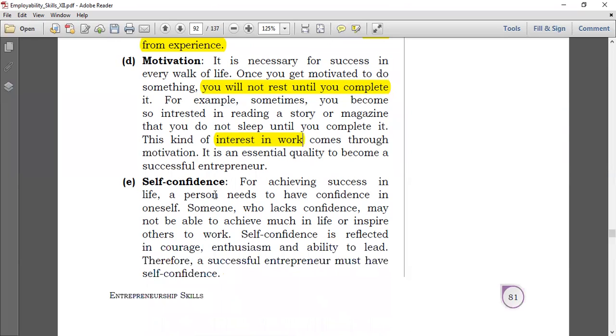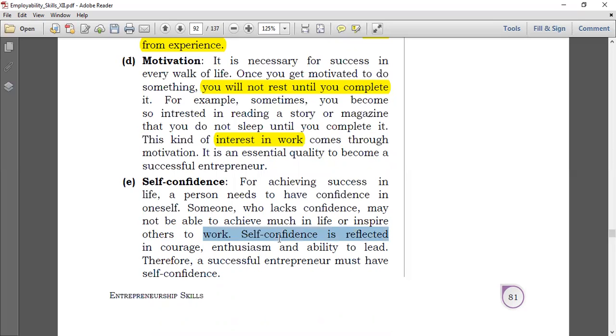Then self confidence: you should have confidence in yourself, right? The one who lacks confidence may not be able to achieve in life. Why? Because if you lack confidence, you will leave things in between. If you find some difficulty and you are not able to tolerate it, you will leave that. So this is a very bad aspect of life. You should have confidence even if you're going down, नहीं भाई मैं कर लूंगा, मैं ऐसे better करके दिखाऊंगा, right? So this kind of thing must be there.